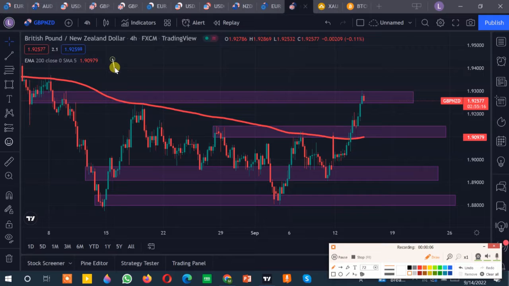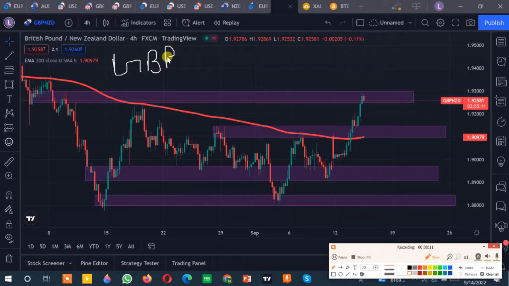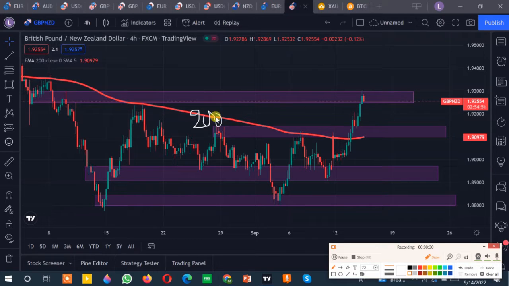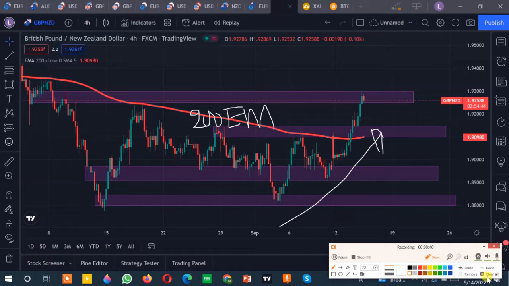It's the British pound and New Zealand dollar chart. On the basis of the H4 time frame, here we can find the market is now in an uptrend because the 200 EMA is below the current market price. So sharply, the market is in an uptrend. From this uptrend, we need to think only for buy entry according to my strategy.